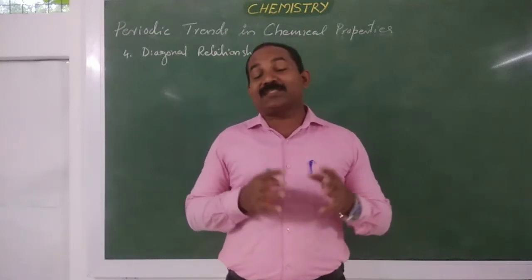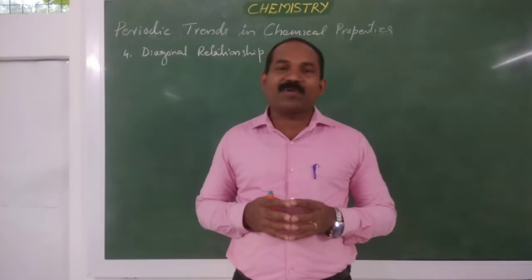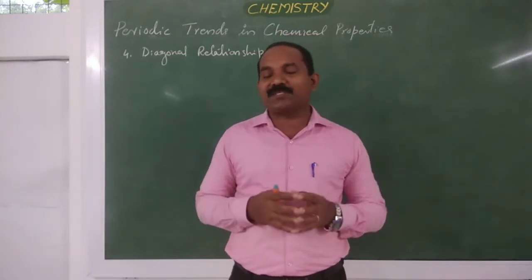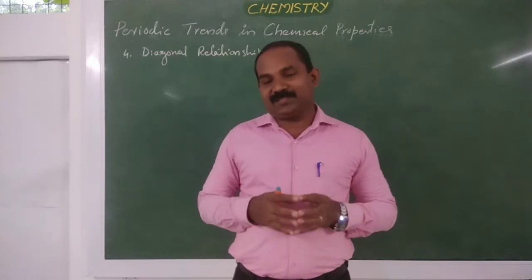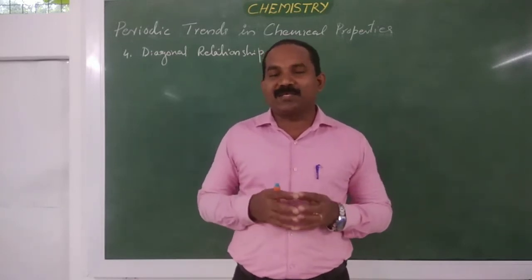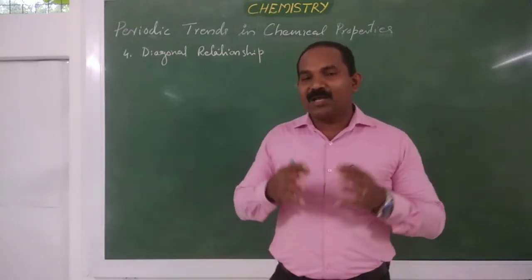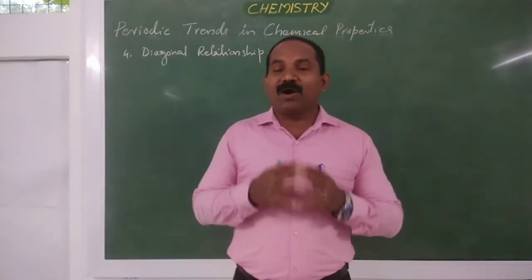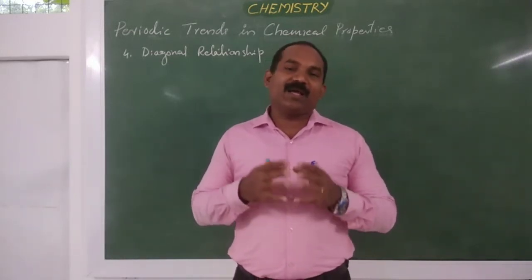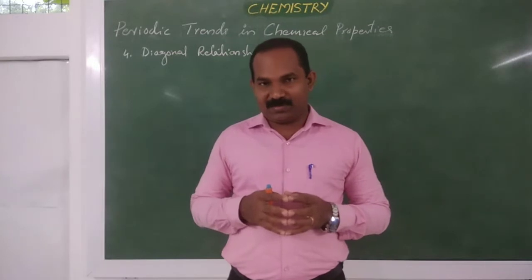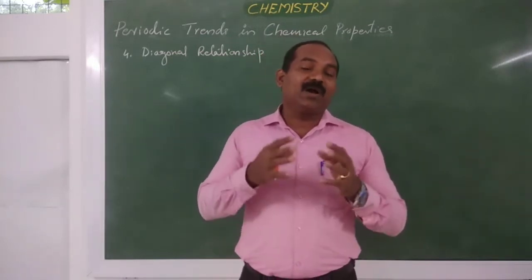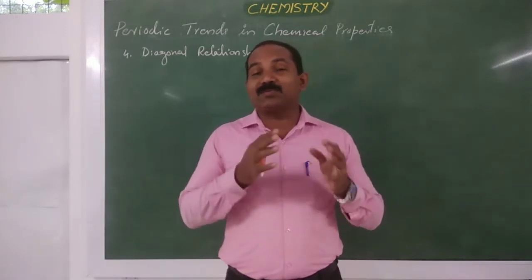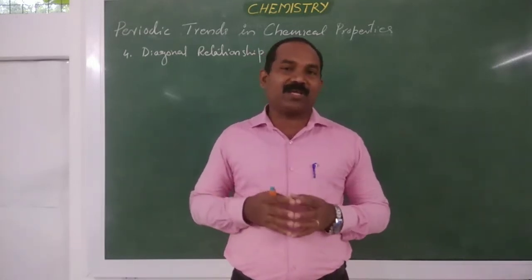In this section, let's continue with the trends in the chemical properties. In the last section, we have seen the different chemical trends such as valency or oxidation state, electropositivity or metallic character, and anomalous behavior. Valency is the combining capacity of an element, or nowadays it is mostly expressed in oxidation states.